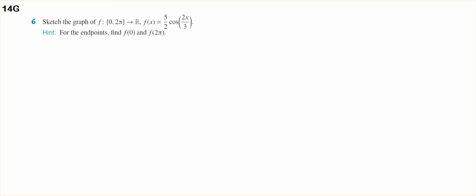This is for Year 11 Methods. It's 14G, question number 6, sketching a cosine curve for a restricted domain from 0 to 2 pi. Okay, so I've got y equals 5 on 2 cos of 2x on 3. So the amplitude equals 5 on 2.